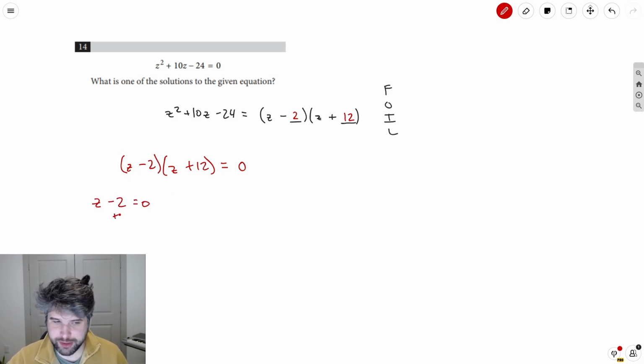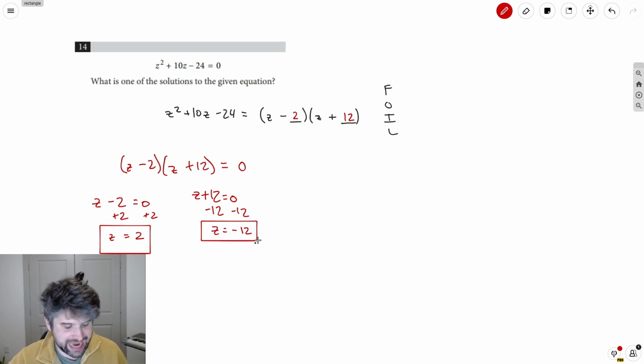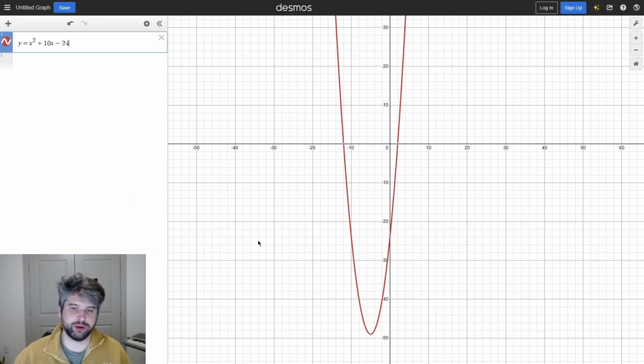If we add 2 to both sides, then we get z equals 2. That's one of our solutions. Now we take z plus 12 and set it equal to 0. When we subtract 12 from both sides, we end up with z equals negative 12. And those are the exact same solutions that we got graphing the parabola. We got 2 and negative 12.